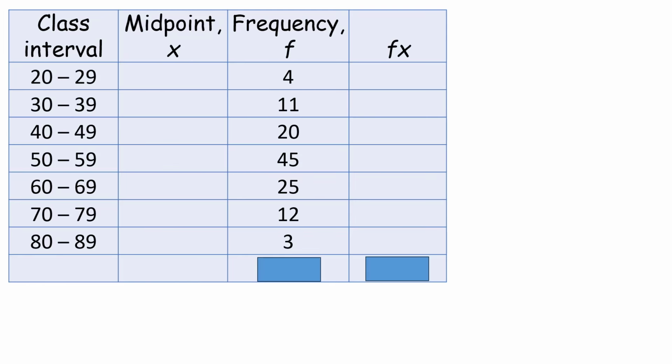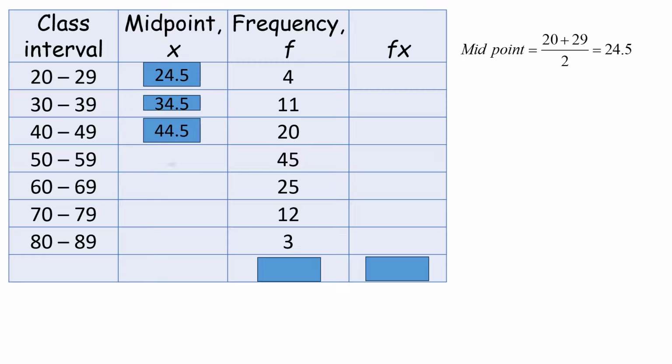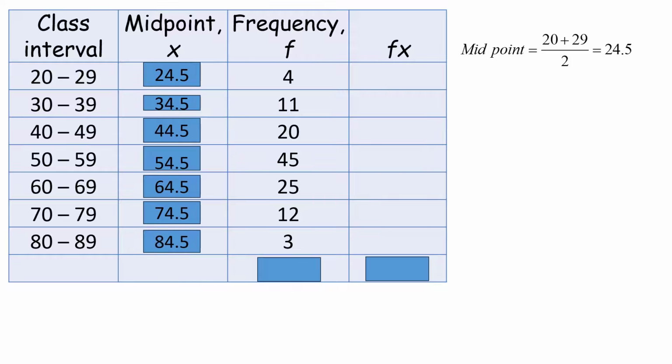Complete your table. Find the midpoint of each class. We can find the midpoint by adding the upper limit of the class to the lower limit and dividing by 2. After completing the midpoint of each class you can now find the value of f multiplied by x.